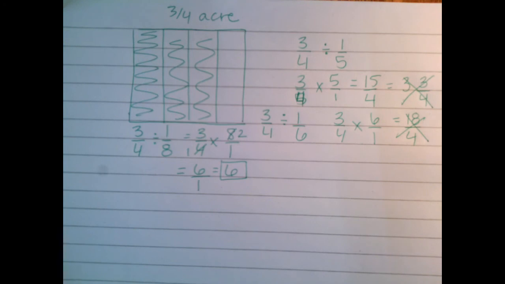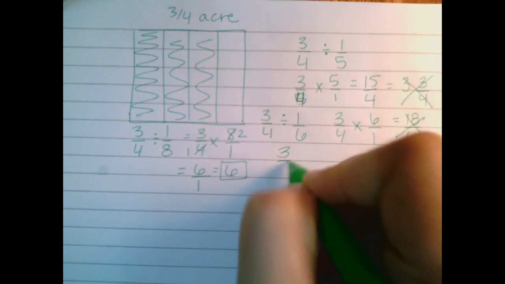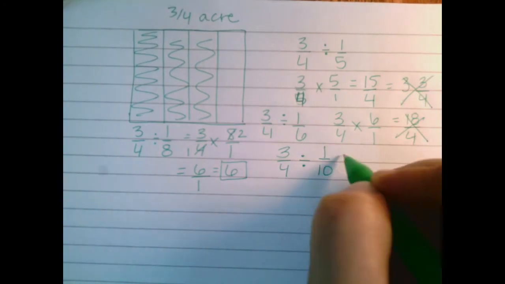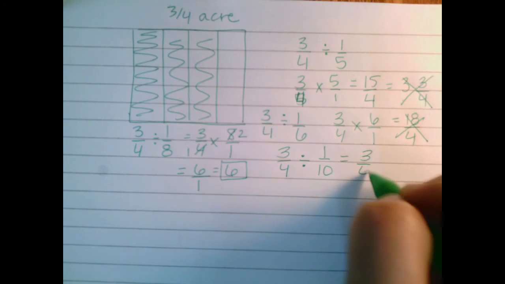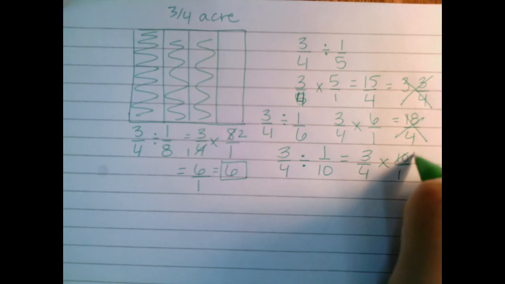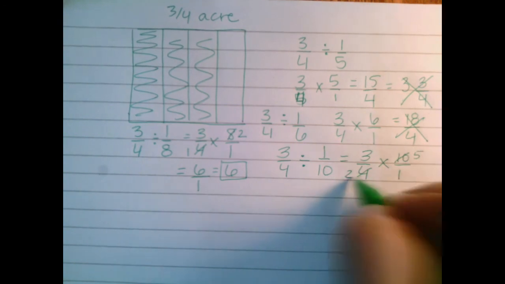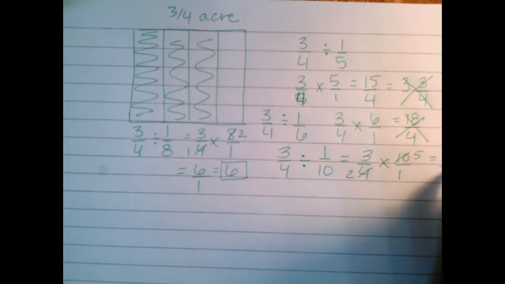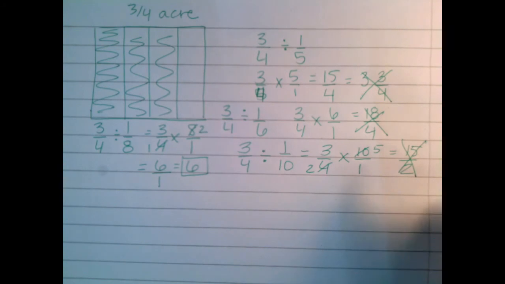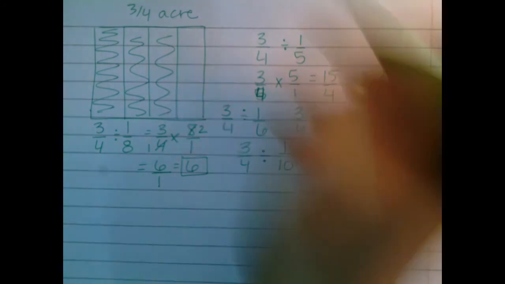But just to prove that that is the best answer and that 1/10 is not correct, let me just show you. 3/4 divided by 1/10. We're gonna keep, change, flip. 10 is divisible by 2, so is 4. And I end up with 15/2, which again, 2 does not go into 15 evenly, so that's also not going to be the best answer. So the best answer for this is 1/8 pieces.